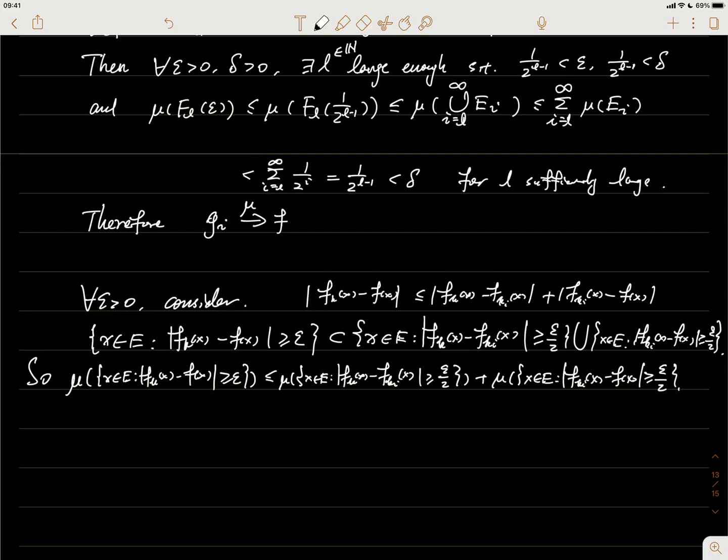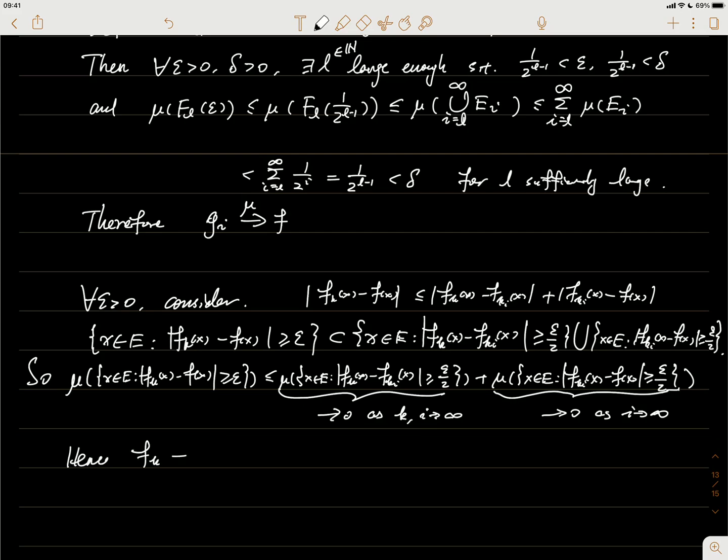And I know that both of these go to 0 as k and i go to infinity, right? This is because f_k is Cauchy in measure, and this also goes to 0 as i goes to infinity because f_{k_i} converges to f in measure. Okay, we know this limit. The limit of this measure is 0. Okay, and this in total shows that f_k converges to f in measure, because for any epsilon, we showed that this goes to 0 as k goes to infinity.